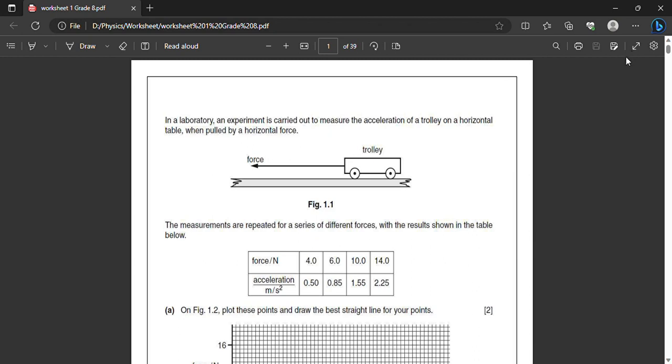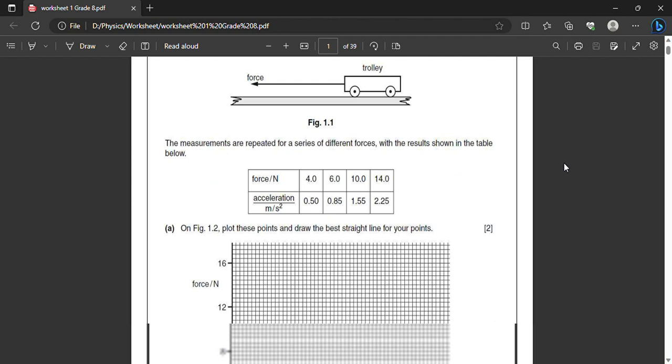This is Vinayak, and today I'm going to discuss a worksheet that is given by my teacher. This worksheet is actually very useful, and it is taken from different past papers of IGCSE. So now, let's start with the worksheet.